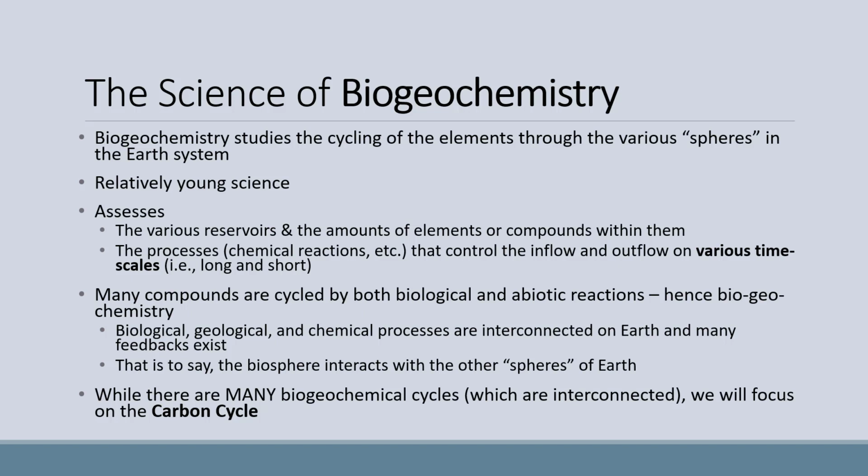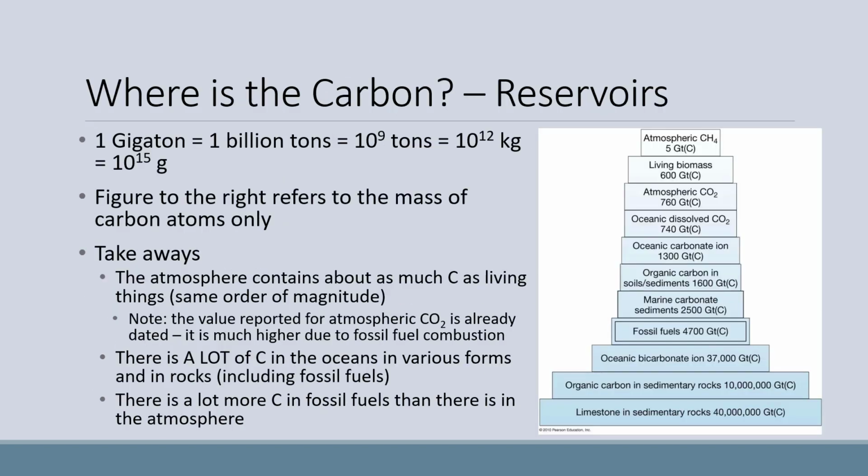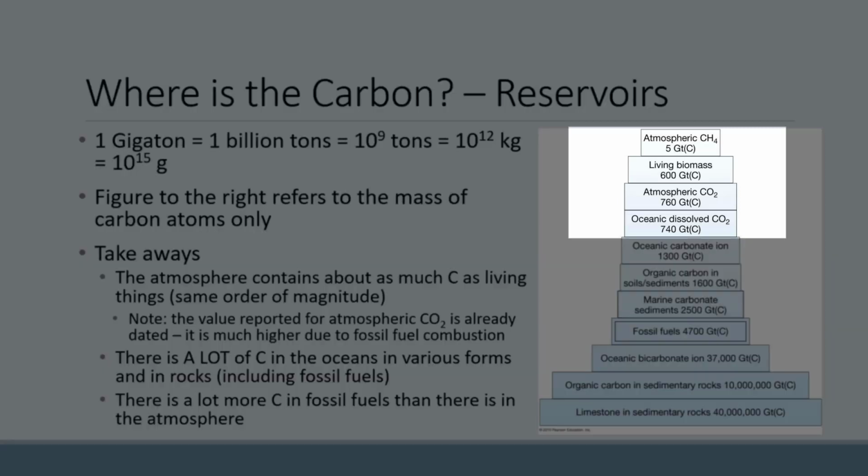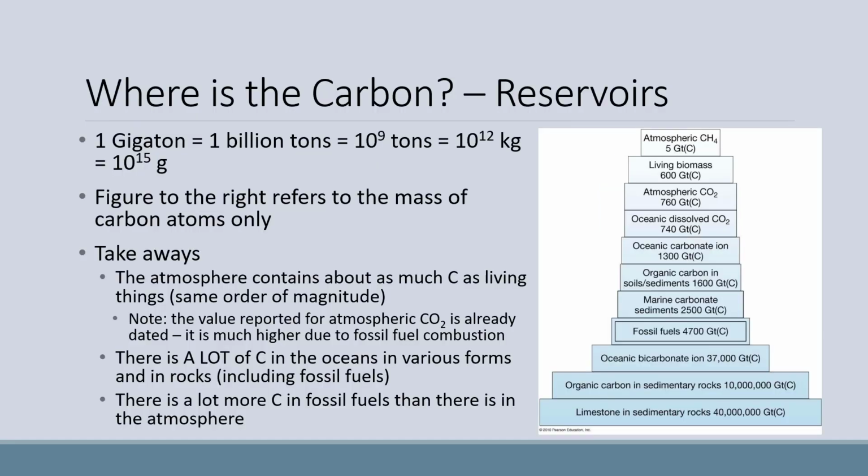And while there are many biogeochemical cycles which are interconnected, we are going to focus on the carbon cycle in this class. So where are the carbon reservoirs on Earth? The takeaways from the figure on the right are that the atmosphere contains about as much carbon as living things. It's the same order of magnitude. There is also a lot of carbon in the oceans in various forms and in rocks, including fossil fuels. And finally, there is a lot more carbon in fossil fuels than there is in the atmosphere currently, which is very pertinent to anthropogenic climate change and human fossil fuel combustion.